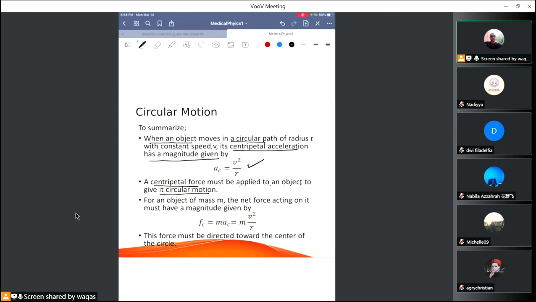So for an object of mass m, for example, this mass is rotating along the circle. The magnitude of the centripetal force we can write by Newton's second law. You know Newton's second law, F equals ma, but now the acceleration is the centripetal acceleration.